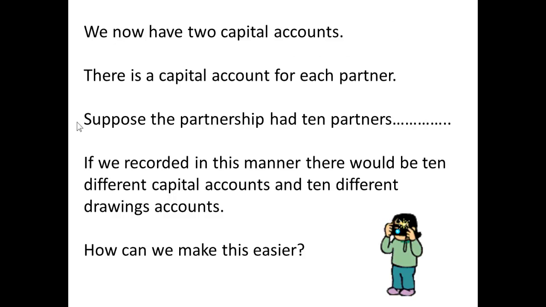So, we have two capital accounts. There's a capital account for each partner. Now, supposing the partnership had 10 partners, could have anything up to 20. But if we recorded things in this manner, we could end up with 10 different capital accounts and 10 different drawing accounts. Well, how can we make this easier?